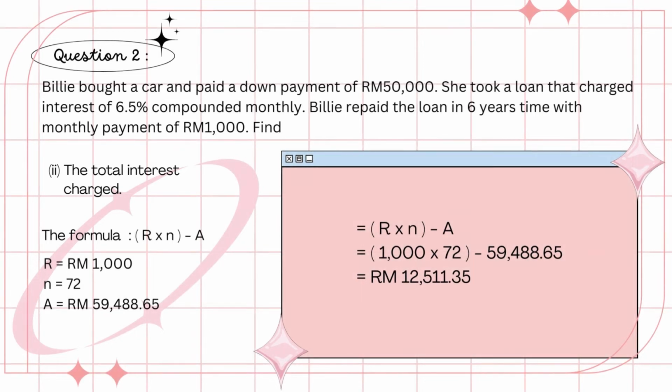Move to the next question. We need to find the total interest. Just like at the first question, list the necessary information such as R equal to 1,000 ringgit, N equal to 72, and A equal to 59,488 ringgit and 65 cents. Then insert it into the interest charge formula. Just follow all the steps in the slide.